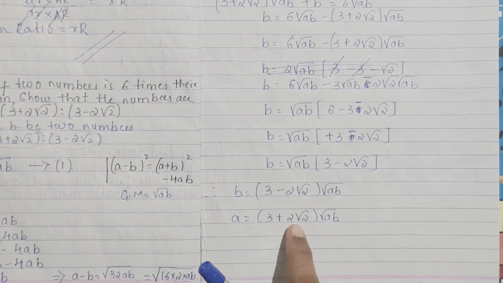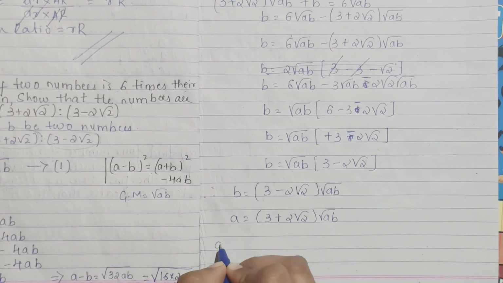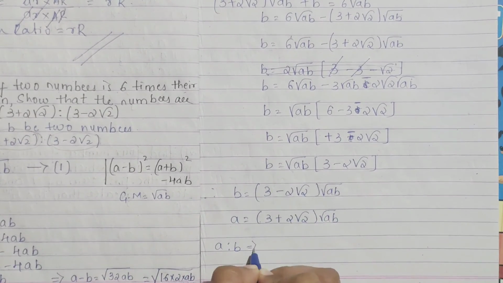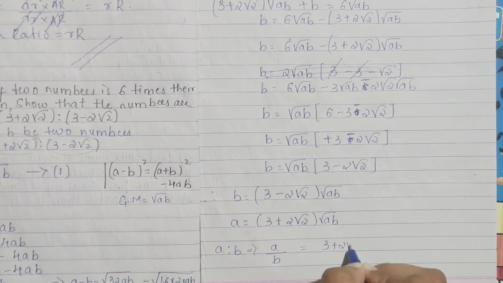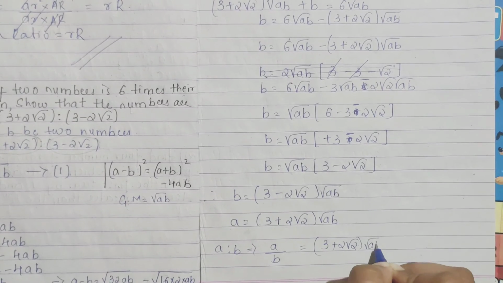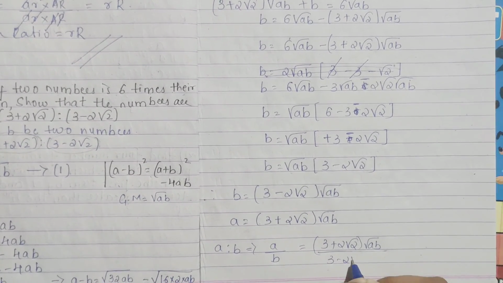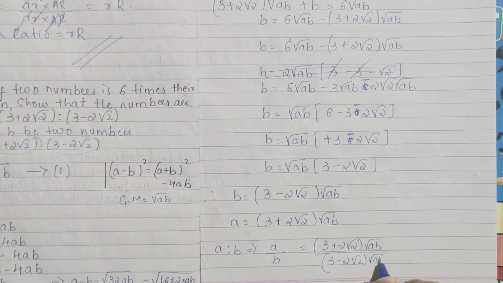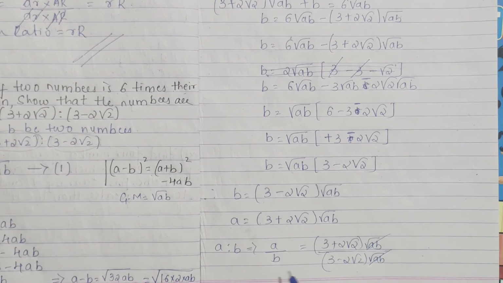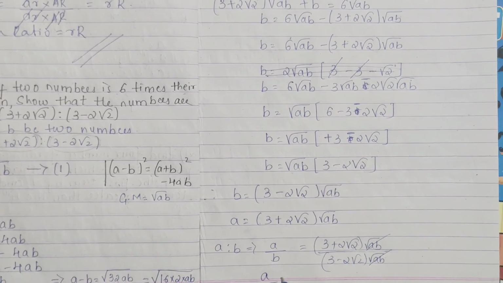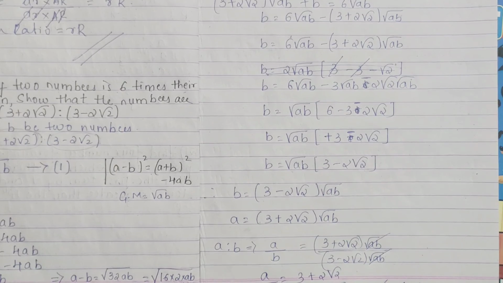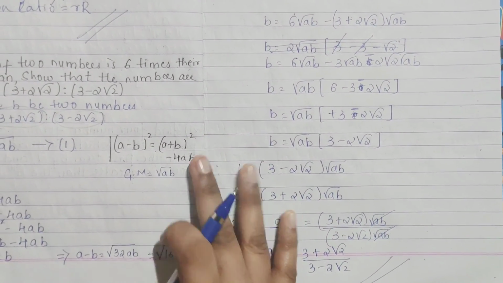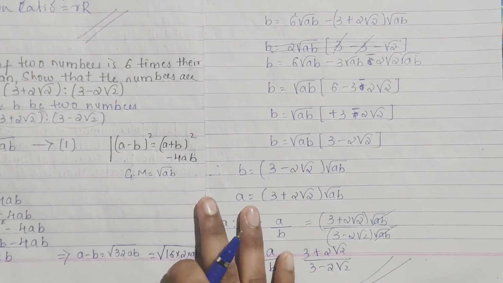A is equal to 3 plus 2 root 2 times root AB. Now writing it in ratio form. How do we write the ratio? A divided by B, right? A is 3 plus 2 root 2 root AB, B is 3 minus 2 root 2 root AB. So root AB gets cancelled. You can see A by B is 3 plus 2 root 2 over 3 minus 2 root 2, which is equal to what we have shown, right?